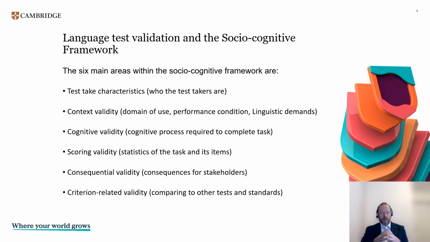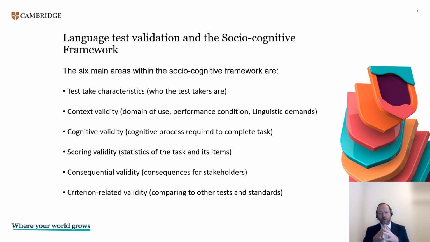Next, move on to the cognitive validity. This is about the cognitive process in a candidate's mind when they're completing the task. What do they have to do to complete the task? How do they think? What are the processes that they have to go through? What are each items tapping into? We then look at the scoring validity, and this is related to the reliability of the test scores. Extremely important. So lots of stats related to that.